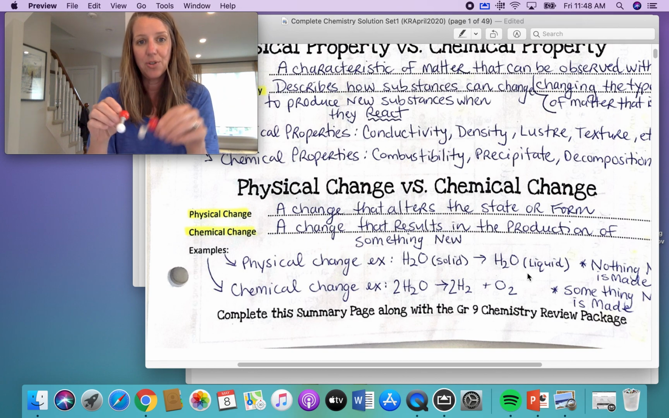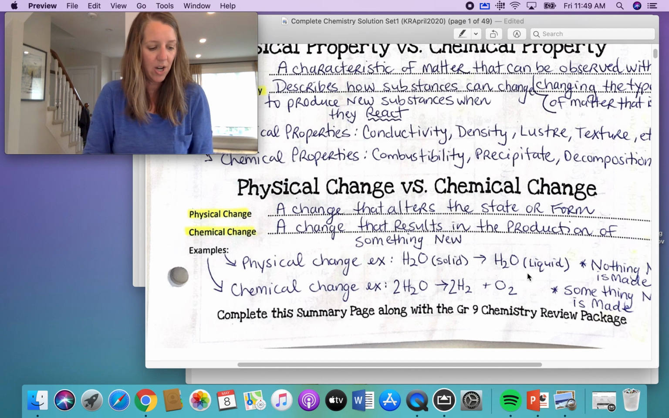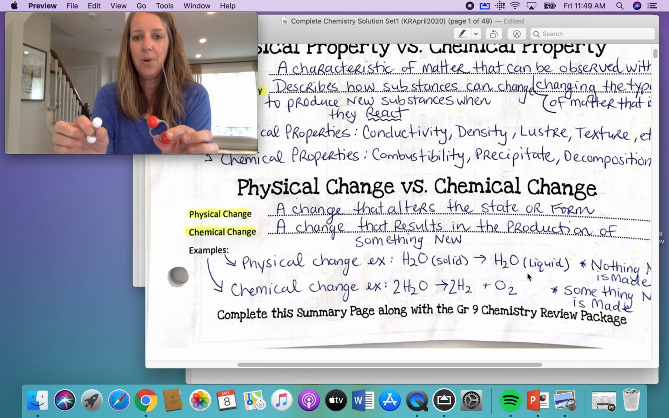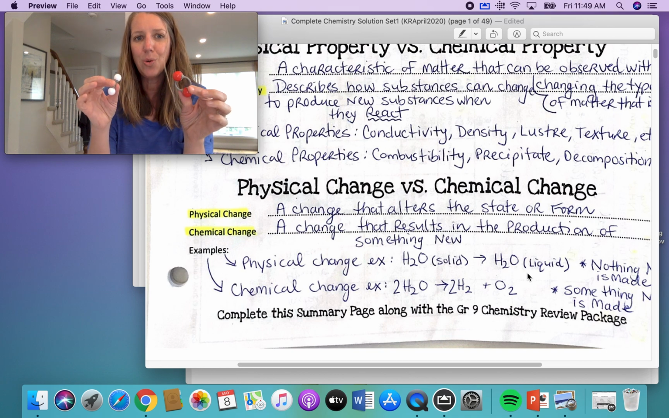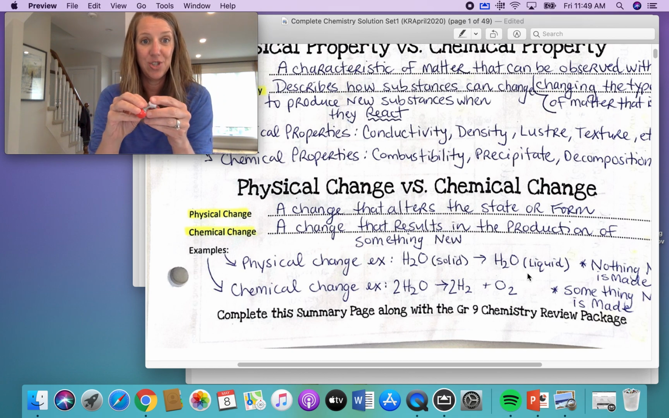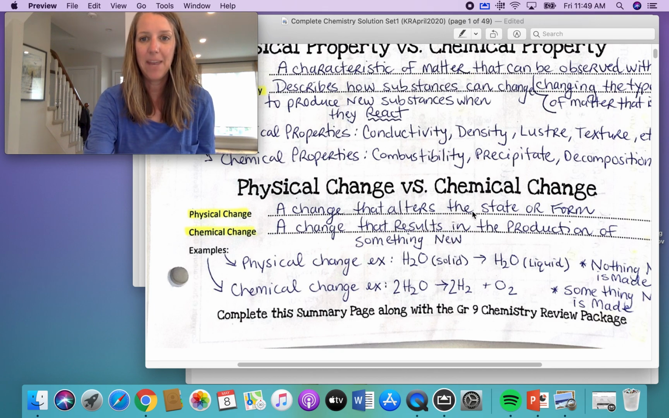Whereas if I have a chemical change, remember, you need to break these bonds inside the molecule. We call those intramolecular bonds, okay? And I've got H2O that turns into hydrogen gas and oxygen gas. So you've made a new final product, and when you do that, that's your chemical change. So hopefully you can remember that. All right, that's it for the grade 9 review on that page.